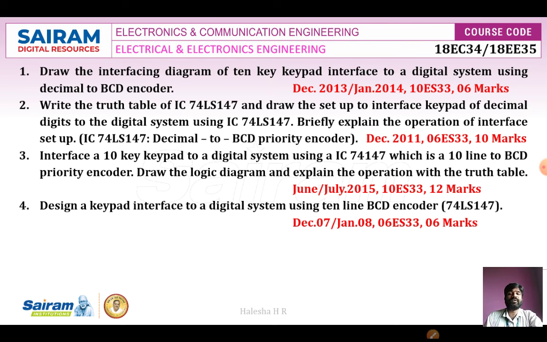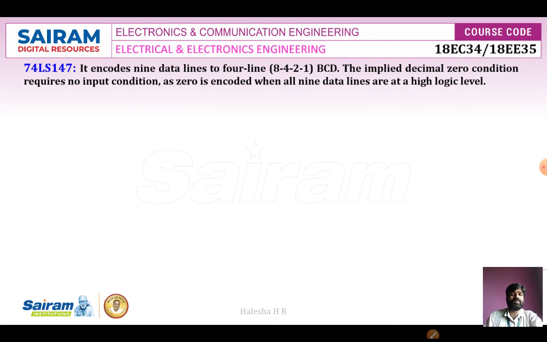74147 is. 74147 is a decimal to BCD priority encoder. Decimal means 10 inputs, BCD means 4 outputs. The 74LS147 encodes 9 data inputs instead of 10. Here, 9 means that by default, if none is selected, 0 is the selected one. It encodes 9 data lines to 4. Remember, 9 to 4. The implied decimal 0 condition requires no input condition, as 0 is encoded when all 9 data lines are at logic level 1. That means if the remaining 9 are not selected, by default it selects 0.